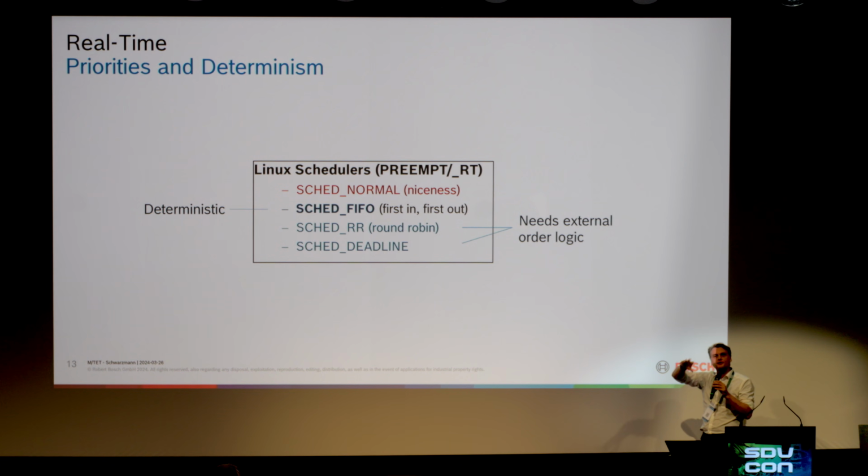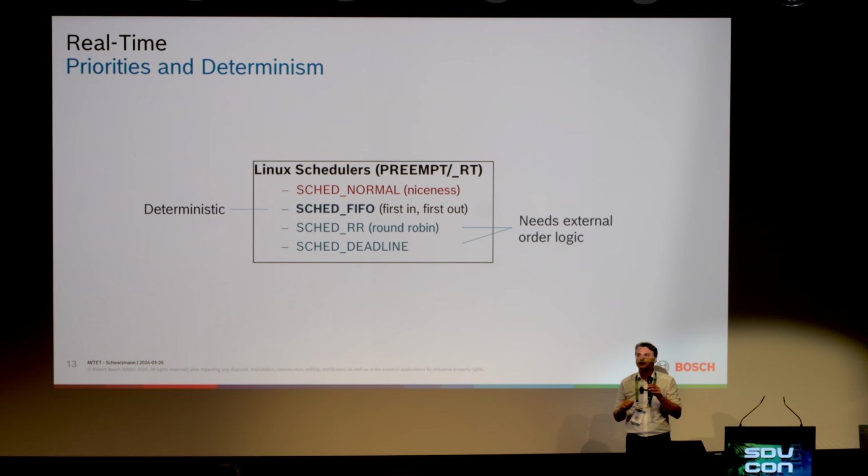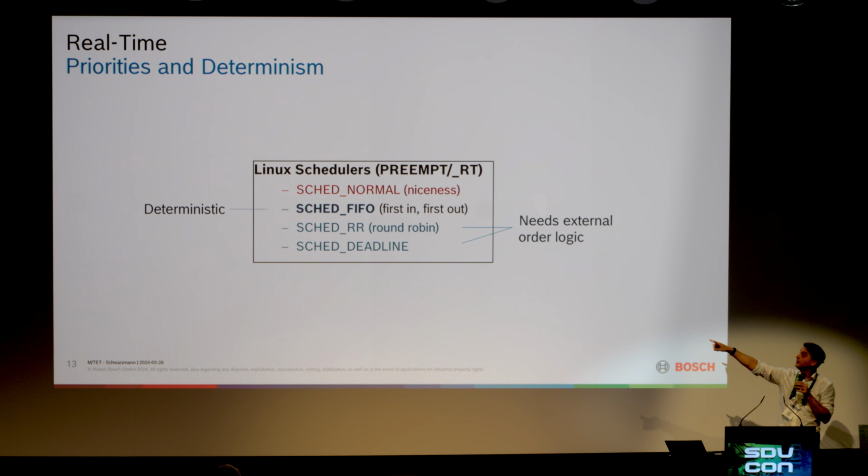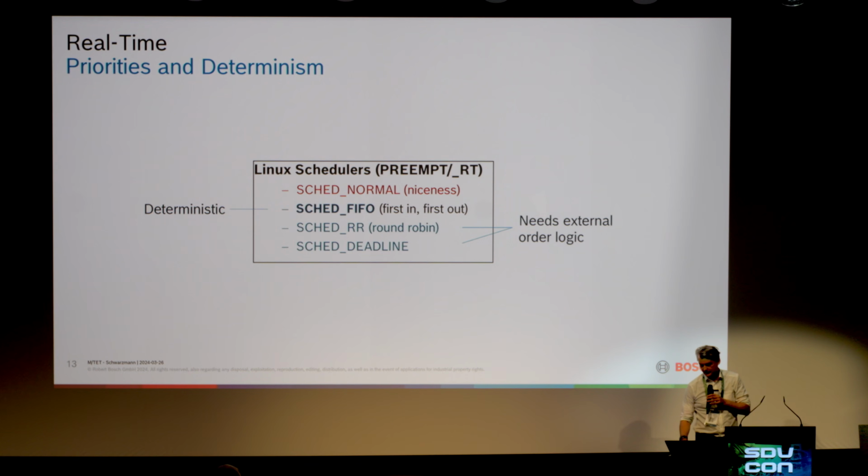Next one is round robin. Round robin means you have several threads that are equally important. You get a bit of time, you get a bit of time, you get a bit of time. You don't know who will finish first. So if you have a program that relies on the order of execution, you have to maintain that order somehow through additional logic. So the round robin scheduler is not deterministic by itself. Neither is SCHED_DEADLINE. SCHED_DEADLINE is the one I like the most. We don't use it, we use FIFO. But similarly, SCHED_DEADLINE is not deterministic.